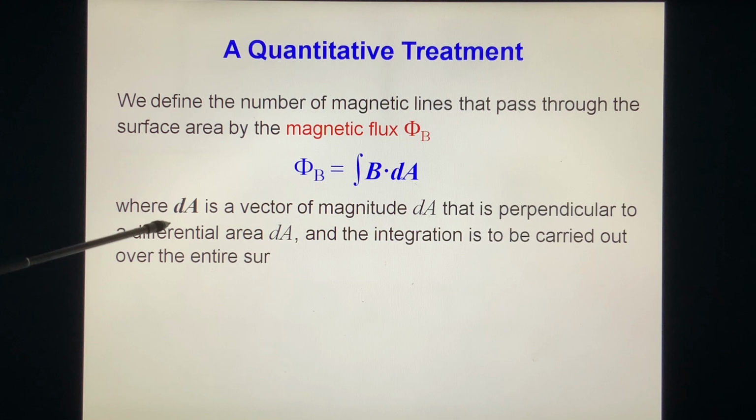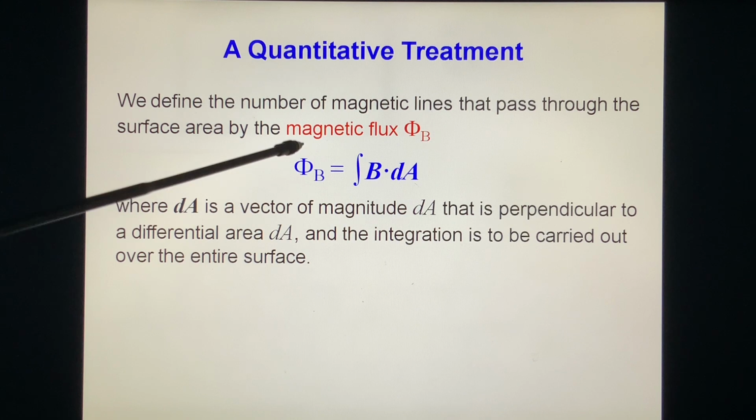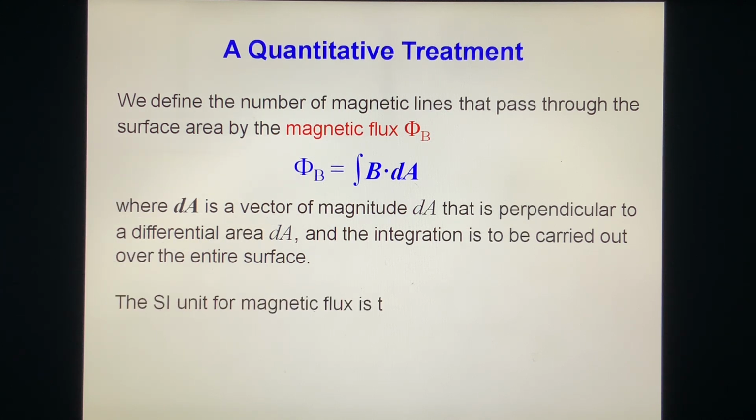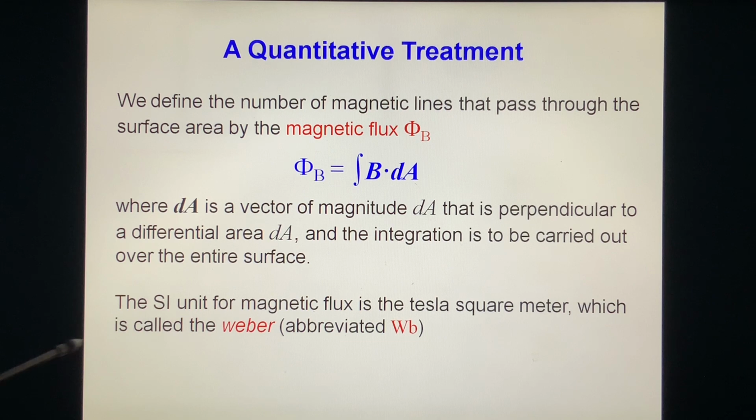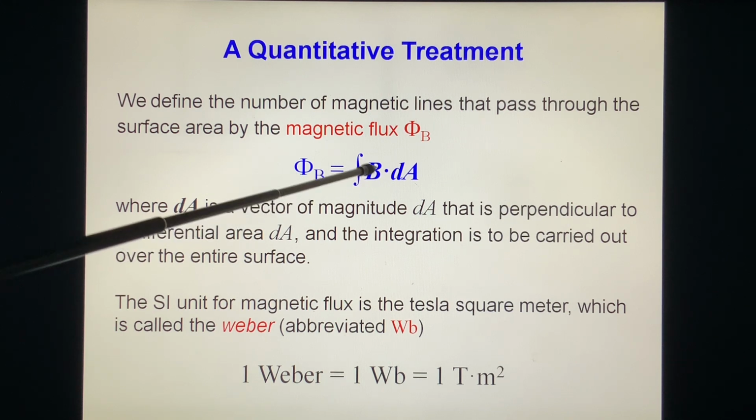You have two directions for a perpendicular dA that you can define by yourself. And the integration is to be carried out over the entire surface. The metric system unit for magnetic flux is Tesla square meter, which is called the Weber, abbreviated Wb. 1 Weber equals 1 Tesla square meter.